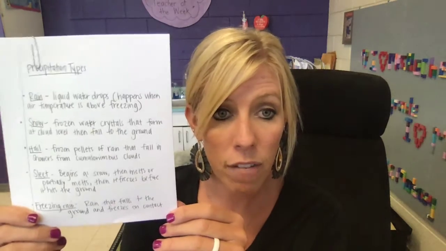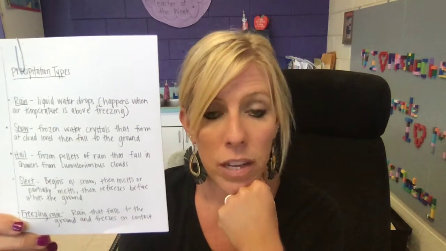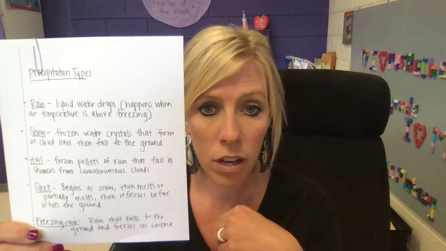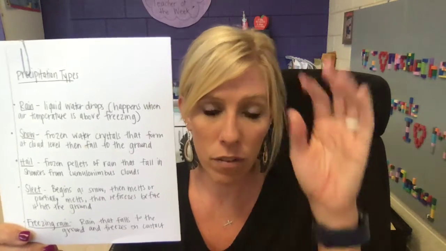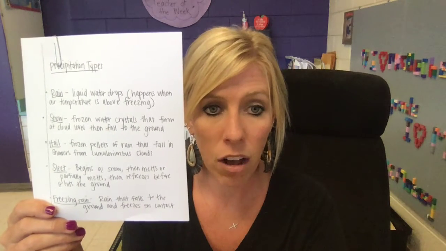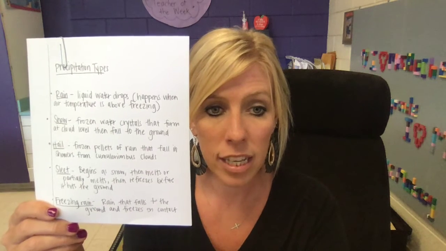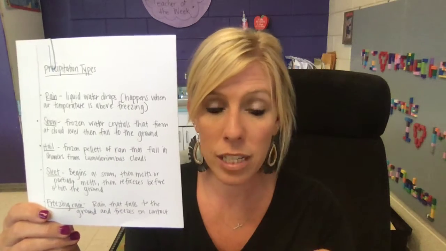Precipitation. This is pretty simple, I feel like. Rain, liquid water. That happens when the temperature is above freezing. Snow. That is frozen water that forms at the cloud level and then falls to the ground. Hail is frozen pellets of rain that fall in showers from cumulonimbus clouds. Sleet begins as snow, then melts or partially melts and refreezes before it hits the ground.